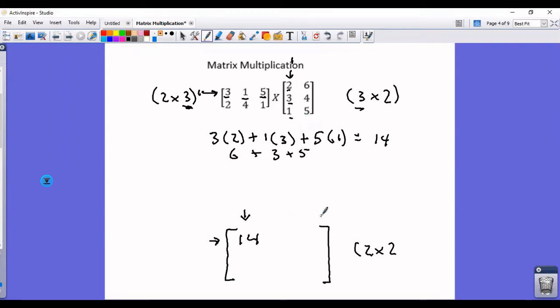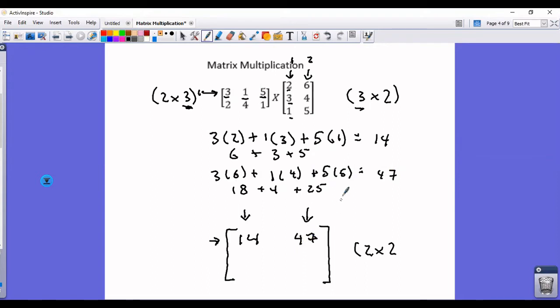So now if I want to get the first row, second column number, then I need to multiply the first row times the second column of that one. So it's the same 3 numbers here, new column there. 3 times 6 is the first number now. 1 times 4 is the second number. And then the 5 and the 5. 18, 4, 25. 22 and 25 is 47. 47 there. So that takes care of my first row.